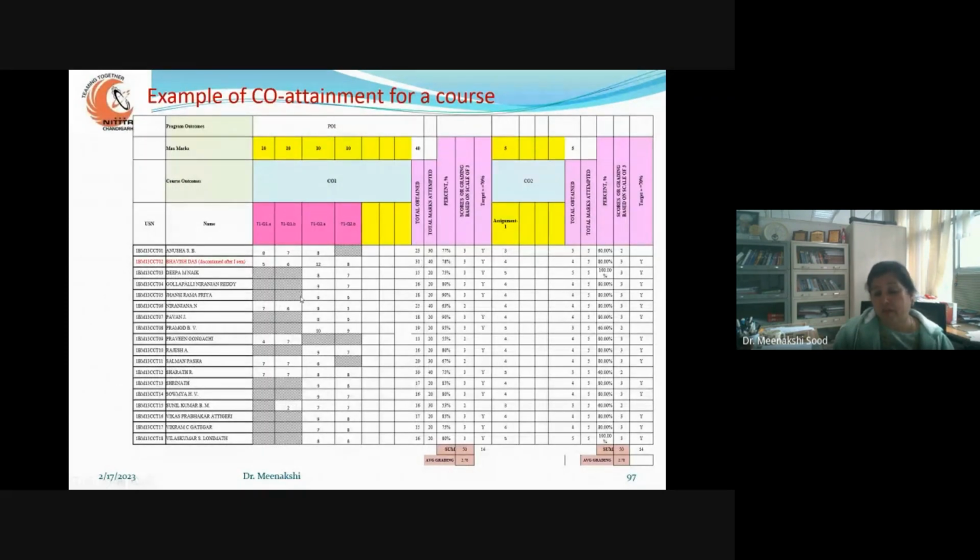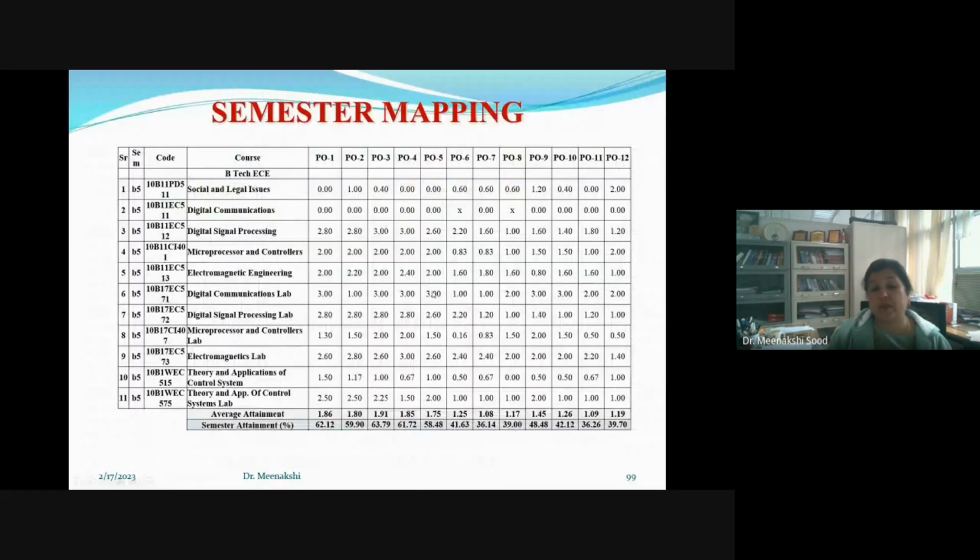So this type of exercise has to be done for every subject, because this will give you the exact picture: what is the foundation, how you are calculating, and how you will show that the CO has been attained or PO has been attained or not. So this is semester mapping also. This is not mandatory, in fact, but this is the subject mapping.